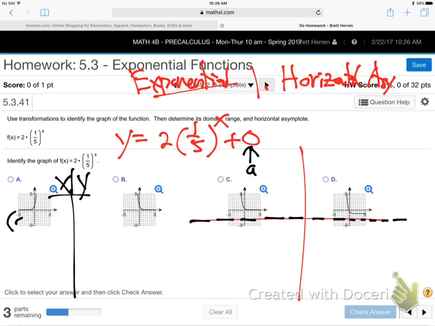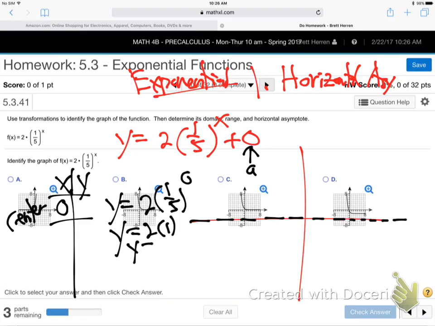Now just make the table. Find the center point. I'll let you do that. So what do we plug in to find the center point? 0. So we get y equals 2, 1/5 to the 0. Anything to the 0 power is 1, so that's 2 times 1, which is just 2. So y is just 2. So over 0, up 2.